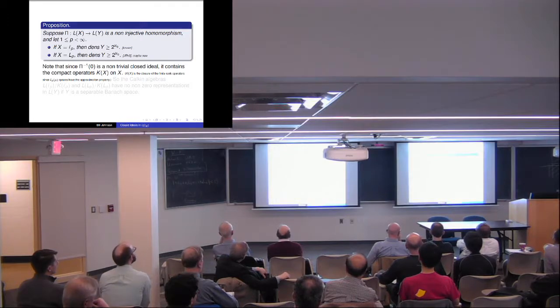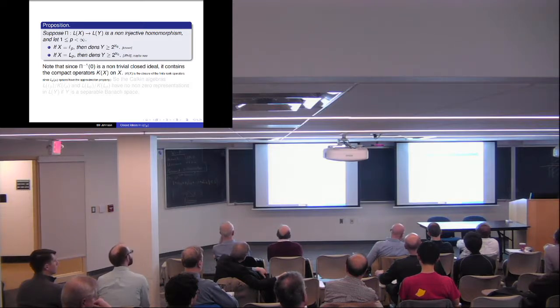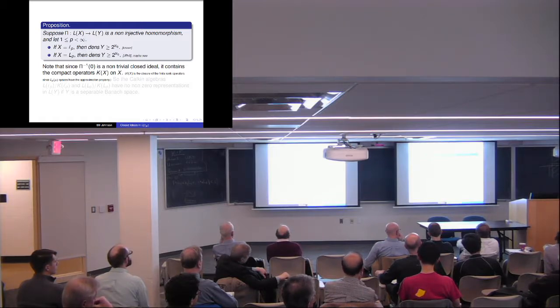You see, if you look at the kernel of a non-trivial homomorphism, of course, it's a closed ideal, right? The kernel of a homomorphism has to be an ideal. And it has to be closed because these are bounded linear operators. So it has to contain the smallest closed ideal. Now, if you take any non-trivial ideal of operators, it has to contain a rank 1 operator. That's easy from the ideal property.